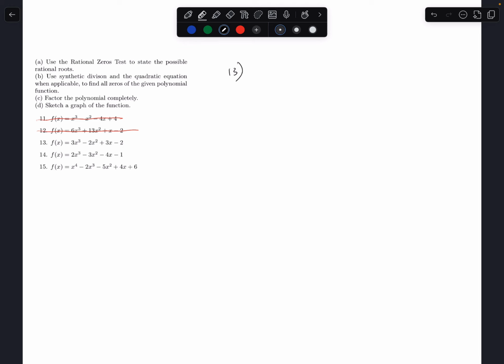I got 3x cubed minus 2x. Okay, so p has to divide 2. So p is plus or minus 1, plus or minus 2. q should divide 3. So q is plus or minus 1, plus or minus 3. That means p over q is plus or minus 1, plus or minus 2, plus or minus 1/3, plus or minus 2/3.